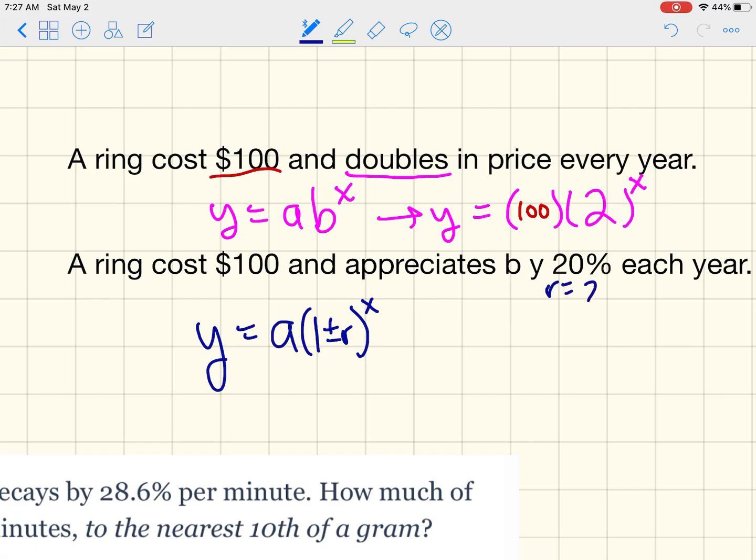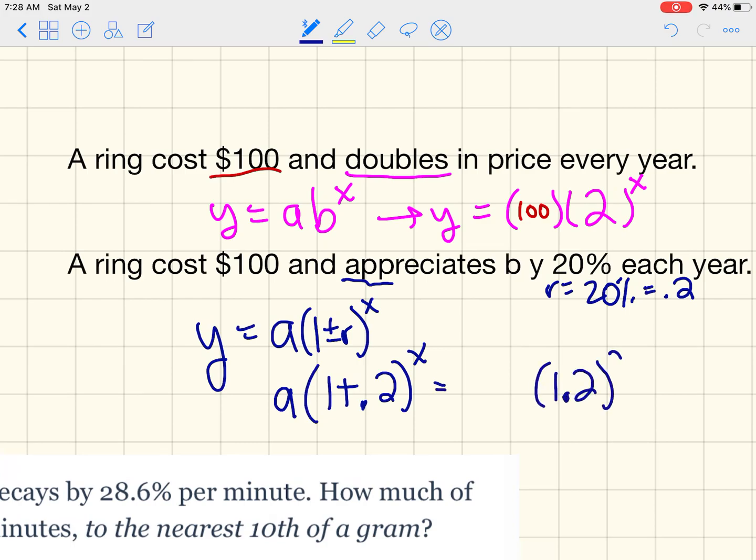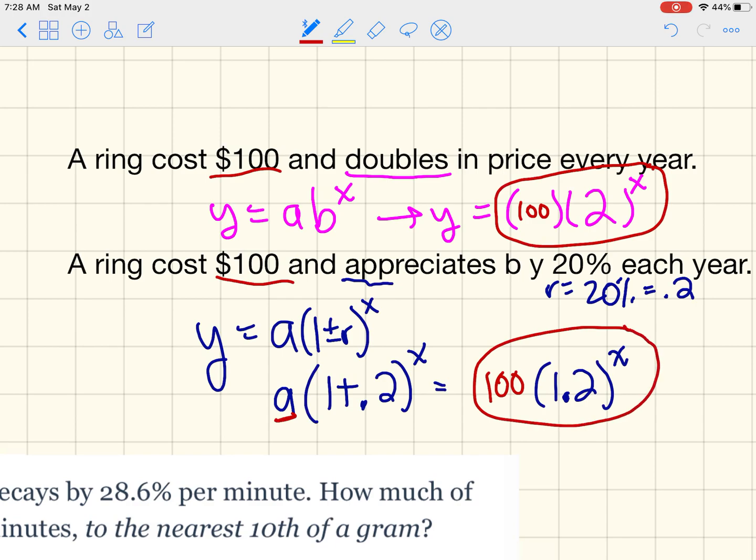So your r is 20%, which as a decimal is 0.2. So to appreciate means to go up. So you're going to add to this; basically 1 is 100%. You're going to add 20%. So when you increase by 20%, you're taking 120% of the number, and the initial value, I do believe, was still 100, so that's still the number in front. All right, so instead of 100 times 2 to the x, it's 100 times 1.2 to the x.